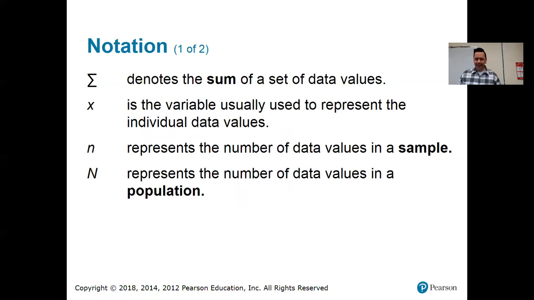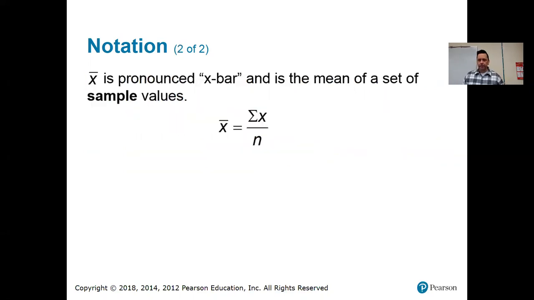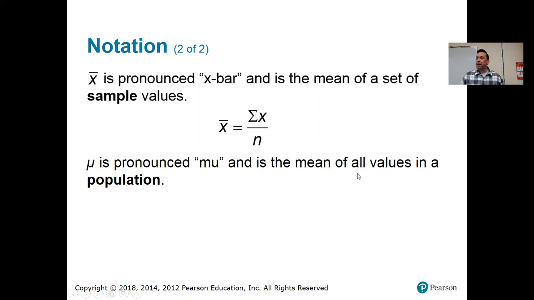Okay, I forgot that they said that in here. All right. So to find the mean, and this is the mean of a sample, you add up all the x's, add up all the values in the sample, and then divide by how many there are. Okay, that's what this notation means. The sigma means add. So this means add up all the x's and then divide by how many there are. So if you're finding the mean of a sample, that is denoted x bar. The mean of a population is denoted mu.